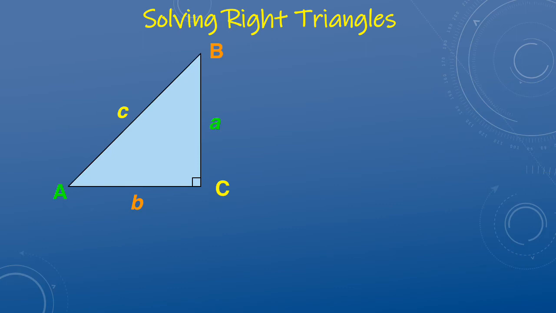If we know 2 pieces of information about a right triangle, we can solve that triangle. That is, we can find all the information about that triangle. For this section, we'll make some generalizations: the triangle will be labeled triangle ABC, where the side opposite angle A is labeled little a, the side opposite angle B is labeled little b, and the right angle will always be angle C, and the hypotenuse is labeled little c.